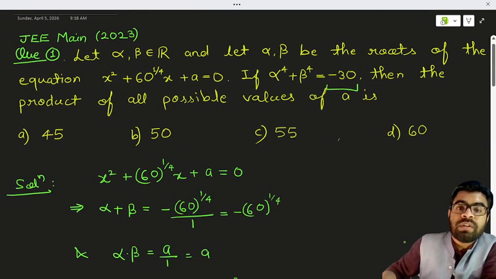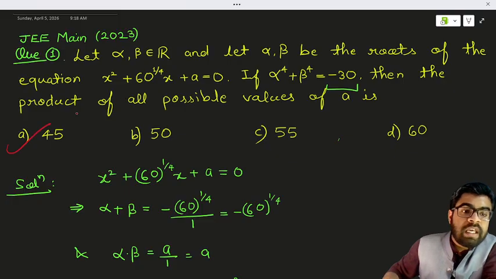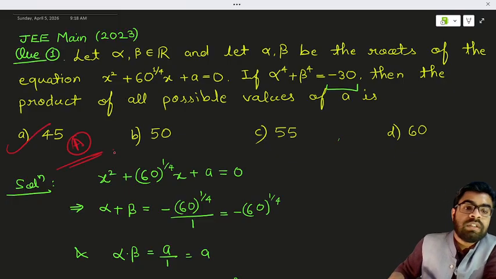Now let's see the options. So option number A is my correct option in this question.